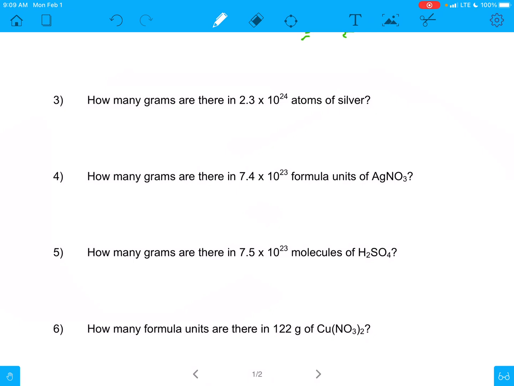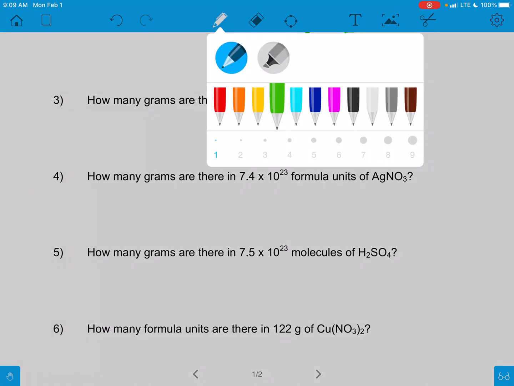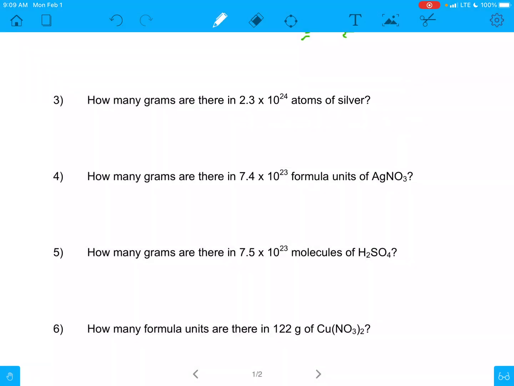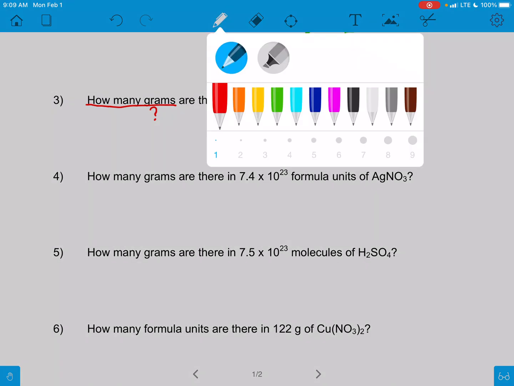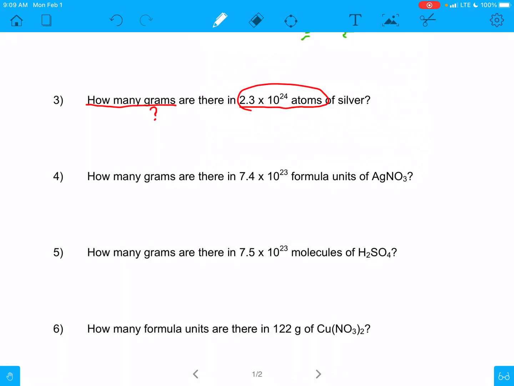How many grams are there? And again, I'm going to need to underline what I don't have, right? So I'm going to underline grams, and that's going to be question mark grams. Are there in 2.3 atoms of silver? Okay, so I have 2.3 atoms, and I want to find grams. So in other words, I'm going from particles to moles to grams. Okay, so that's our plan.